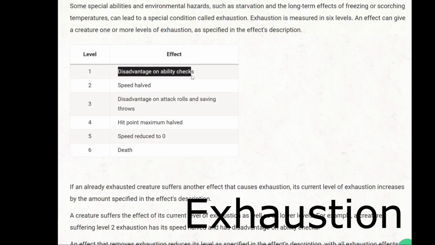Level 1 is disadvantage on ability checks. That includes initiative rolls, because initiative rolls are ability checks. Level 2 is half speed. Level 3 is disadvantage on attack rolls and saving throws. Number 4, that's half of your maximum HP. And then level 5 is 0 speed, so you're practically standing still. And then level 6, well, we've already discussed that one.